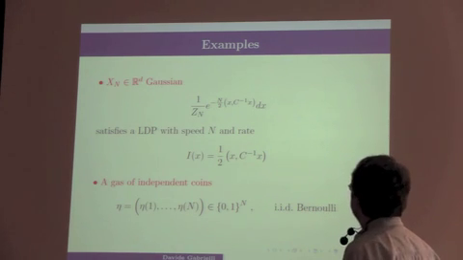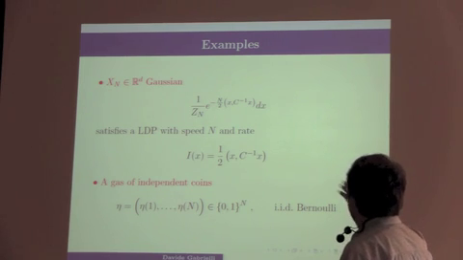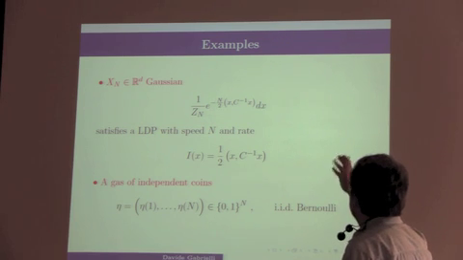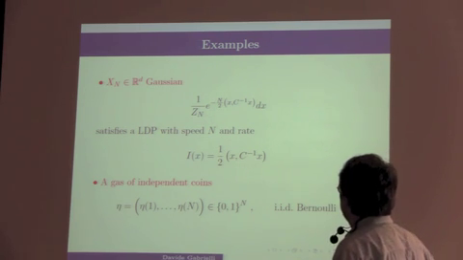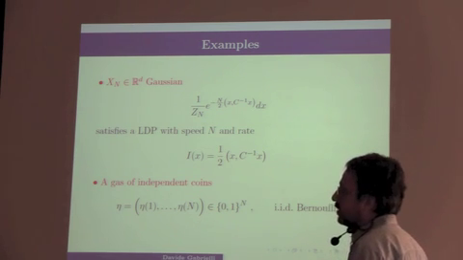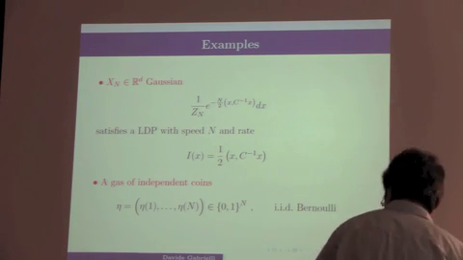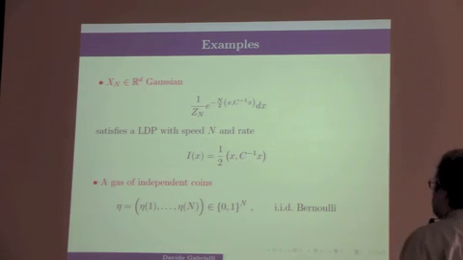Examples are these. The most simple example is this one. You take a sequence of Gaussian random variables where the exponent is multiplied by n. Then if you want to describe large deviations for this sequence of random variables, the rate function has this simple expression, and this gives exactly the intuitive meaning of large deviations.